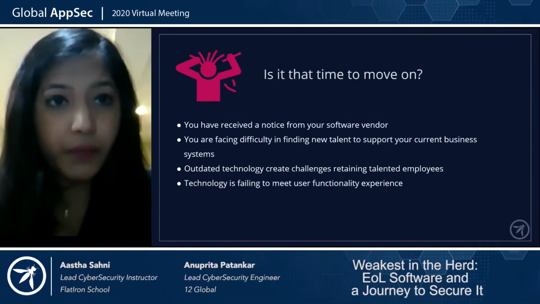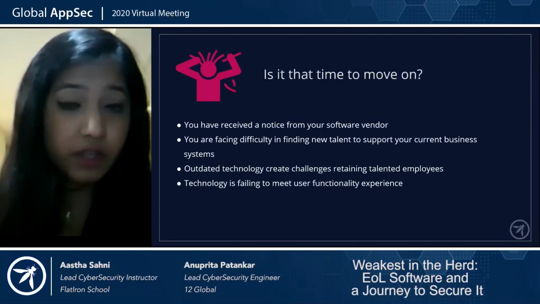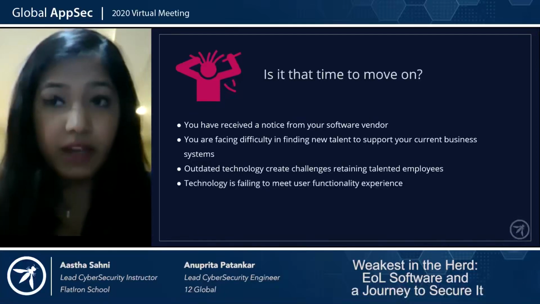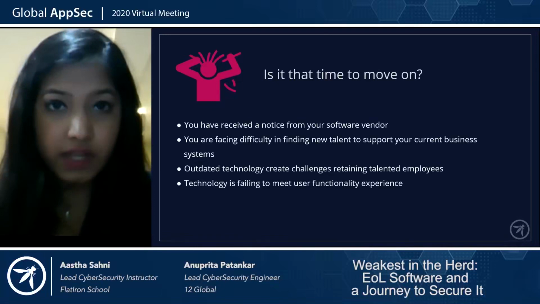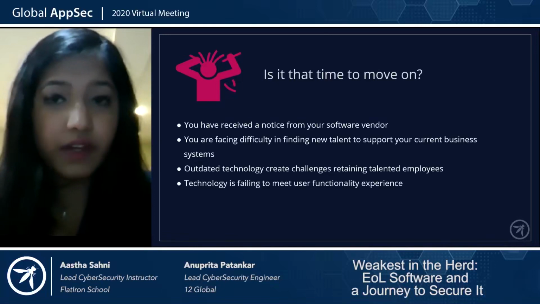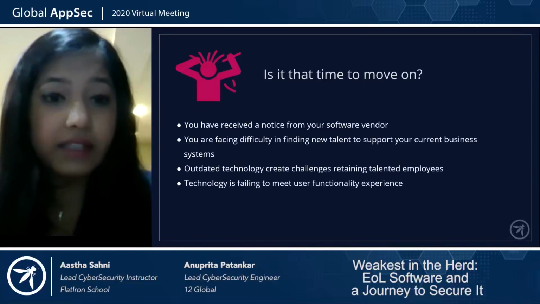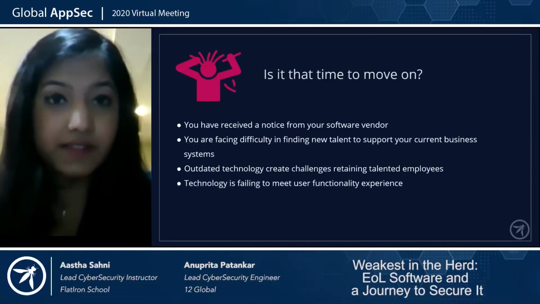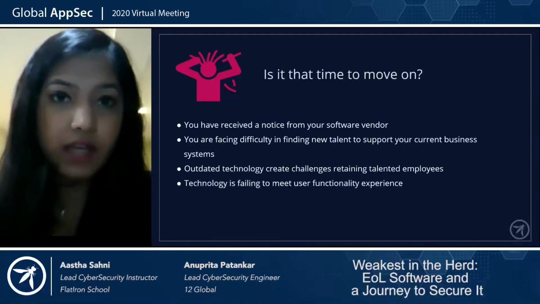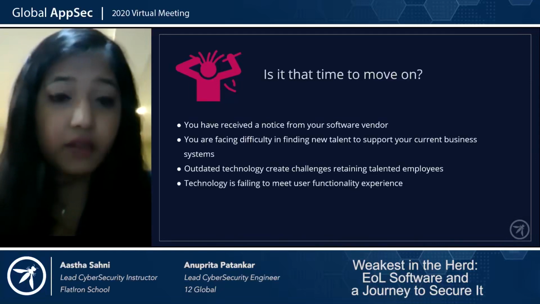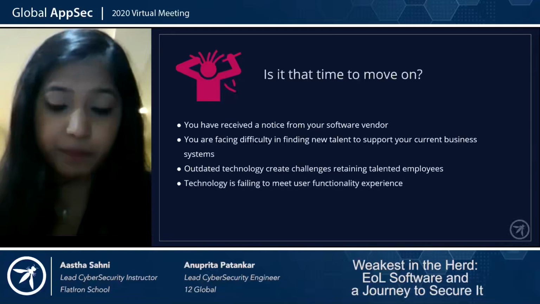Then moving to another point, these things also apply while retaining your employees, when understanding what the impact of current technology will be on your workforce. Today's employees expect dynamic and real-time access to any location, especially in the current situation where everyone is working remotely and needs access to real-time data and devices. With outdated technology, this process becomes difficult, and that is where it fails to meet the user functionality experience and often becomes a cause of frustration.